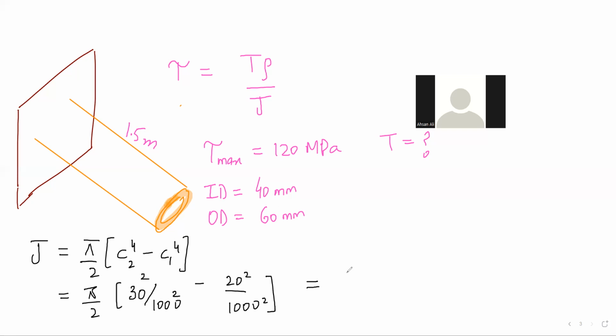Okay. Can anyone tell me the J? Is it 1.02? So then why didn't we work with the radius? Oh, you can. You are right. Yeah, whatever you are comfortable. 1.02 into 10 power minus 6 meter power 4.